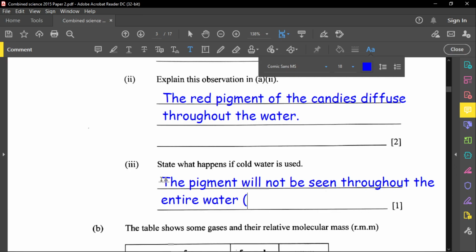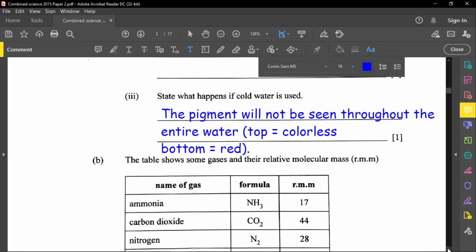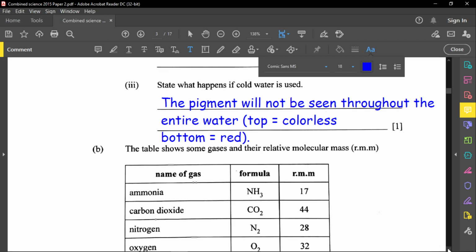So just to put this right here, the top, let me just say top equal to colorless. So the top part of water will tend to be colorless because no color will be there. Okay, and the bottom part, the bottom will be red. All right, so that pretty much would happen in terms of the cold water versus hot water. Okay, because again, the lower temperature, lower kinetic energy, particles move less, the rate of diffusion is also less, right?